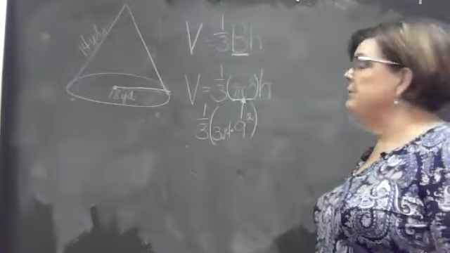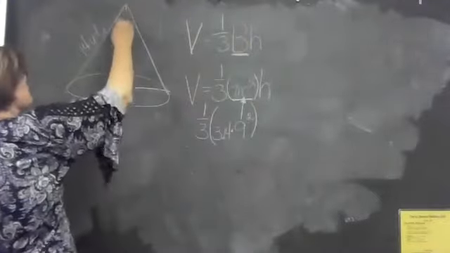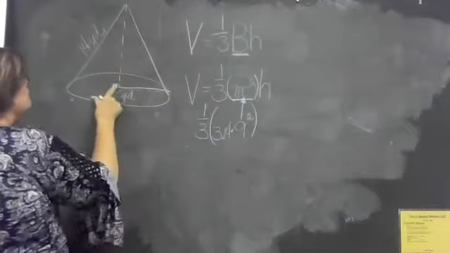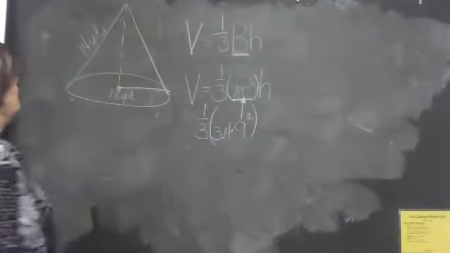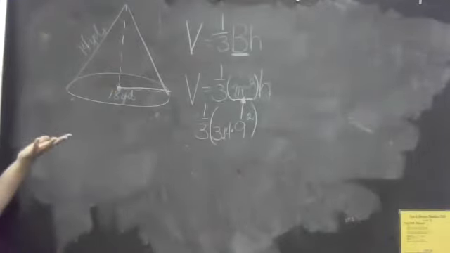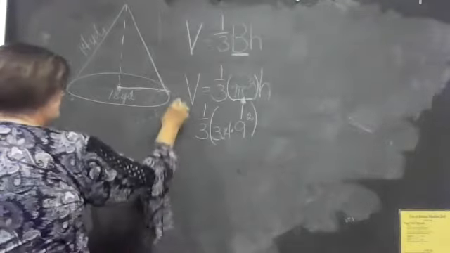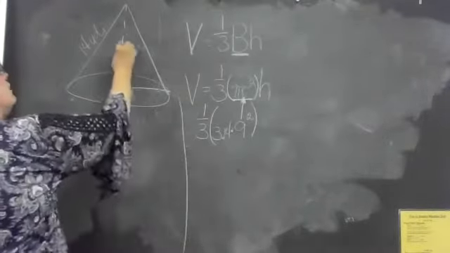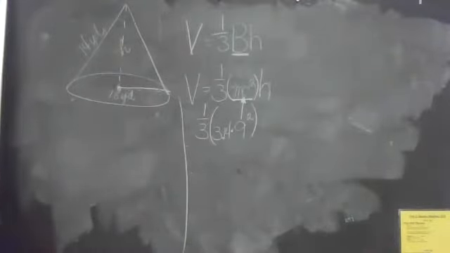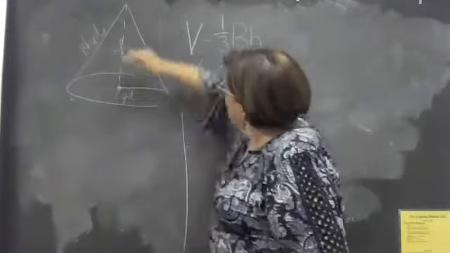The height has to be perpendicular to the base. So our height is actually right here. And we don't know the length of this height. We have no idea. So we have to take a side trip here to find out what our height is equal to. The way you're going to do that is, if you'll notice here, we have a right triangle.